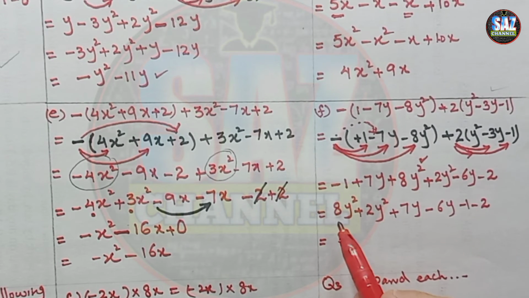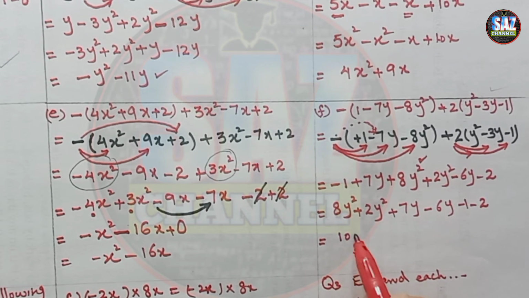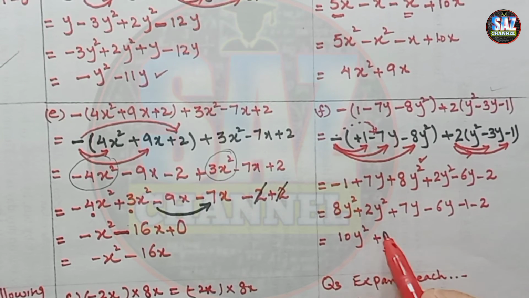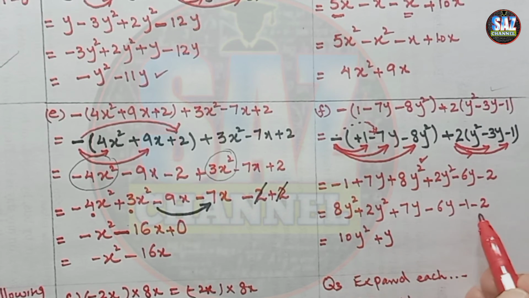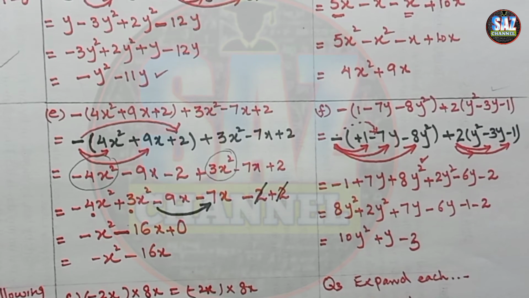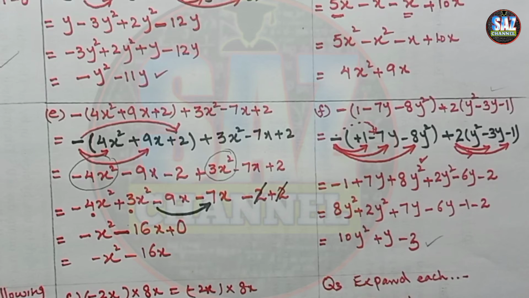Okay, then 8 plus 2 will give me 10y², and 7 minus 6 will give me positive 1, and minus 1 minus 2 is minus 3. I hope you are clear about this question. For understanding of the next questions, you have to watch and understand this question carefully.